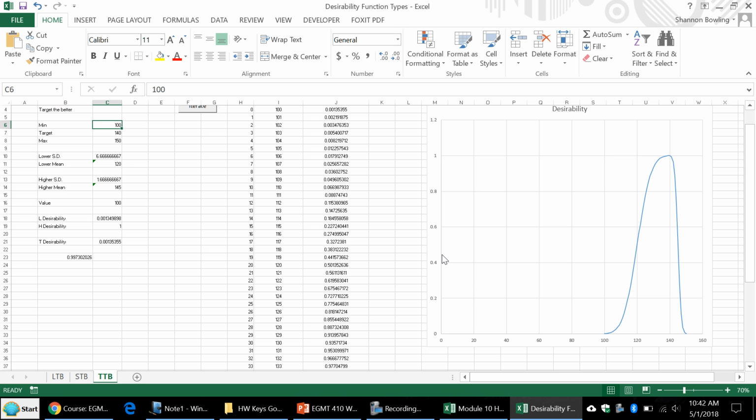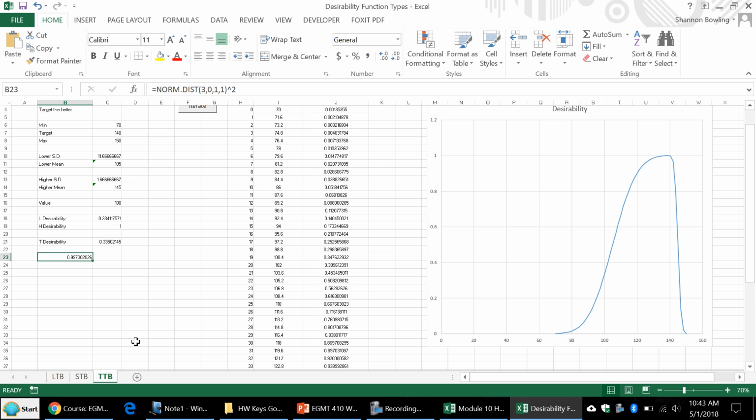So if I change this min to say 80, watch what happens. See how it skews this out, 70. This is super simple. And then what I do is I divide this value out by a correction factor, which is just the area, the maximum area squared. And this is 0.997, okay?